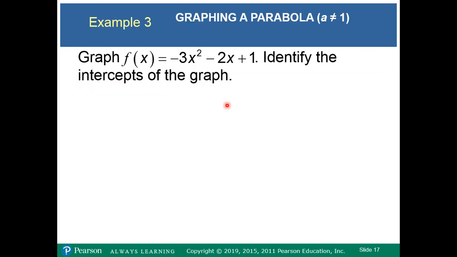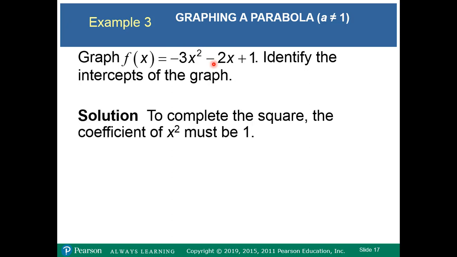So let's look at this one. Let's identify the intercepts of the graph. Now, right away, we know the y-intercept is going to be at what? 0 comma 1, right? Now, finding the other intercepts, the x-intercepts, we're going to have to factor this out, or rewrite it in an easier to see form.